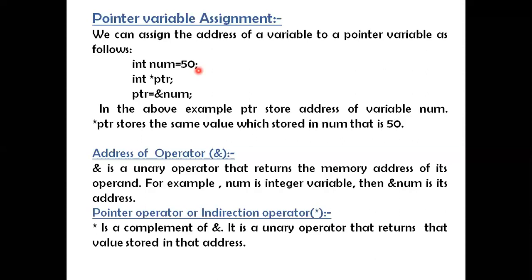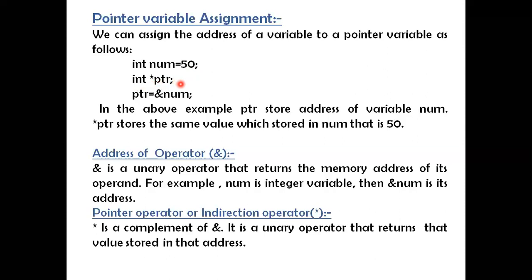What we have done in the first line is declare a variable called num, and at the same time assign a value, that is 50. 50 is the value assigned to the num variable. This is a normal variable. Now coming to the second line, int star PTR, ending with a semicolon. Everyone should concentrate on this second line. This is the most important line, int star PTR.